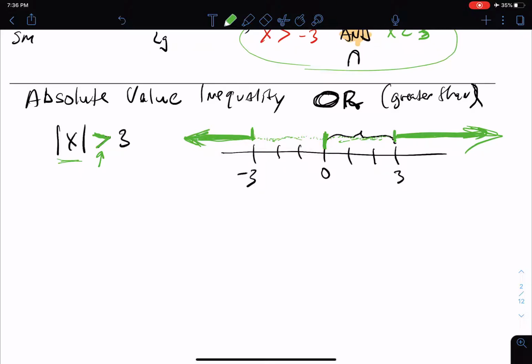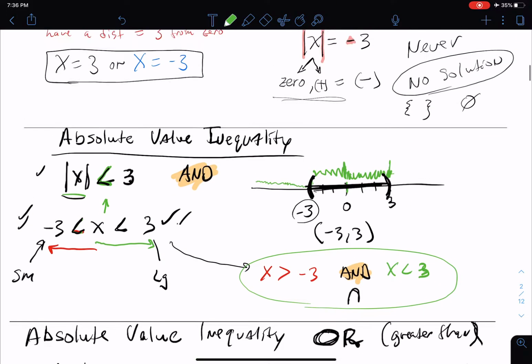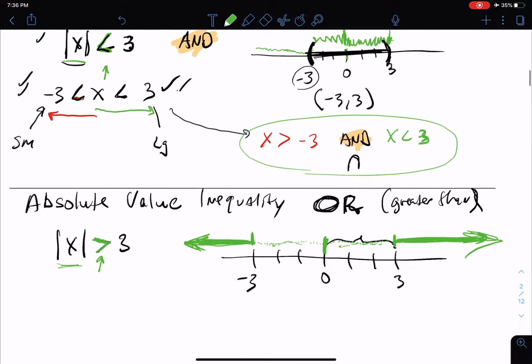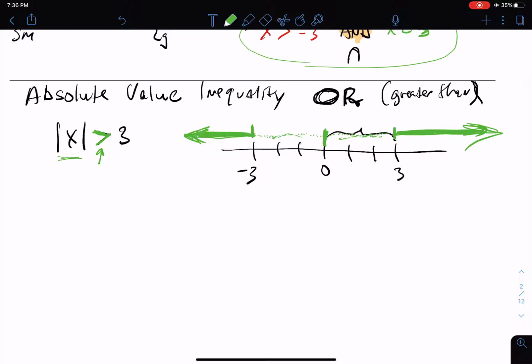So something to remember is that when it's an AND problem, it's going to be this interval that's locked in, right? So that's an AND. It's less than the distance from those endpoints to 0. And this one is greater than this distance from 0 to whatever the endpoint is, like 3.